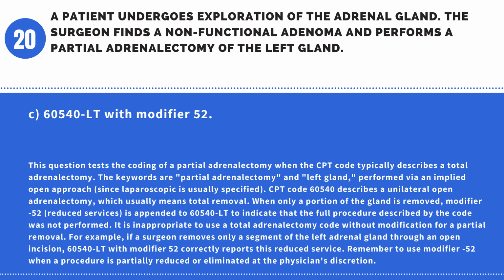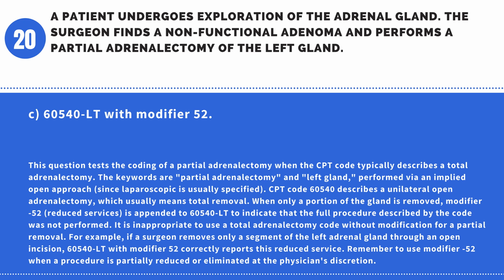This question tests the coding of a partial adrenalectomy when the CPT code typically describes a total adrenalectomy. The keywords are partial adrenalectomy and left gland, performed via an implied open approach, since laparoscopic is usually specified. CPT code 60540 describes a unilateral open adrenalectomy, which usually means total removal. When only a portion of the gland is removed, modifier -52, reduced services, is appended to 60540 LT to indicate that the full procedure described by the code was not performed.